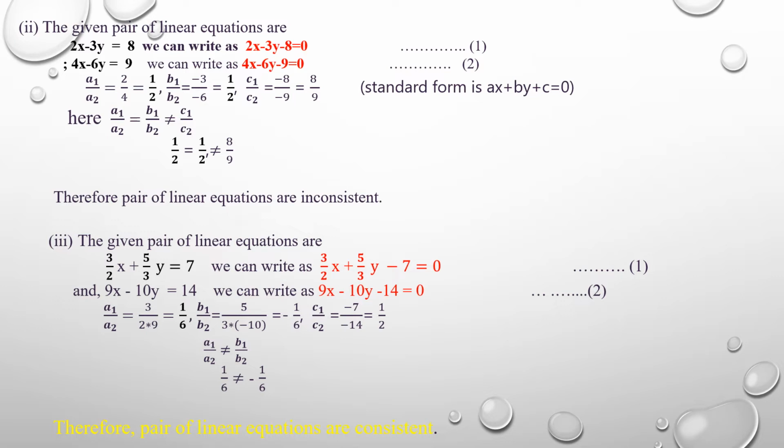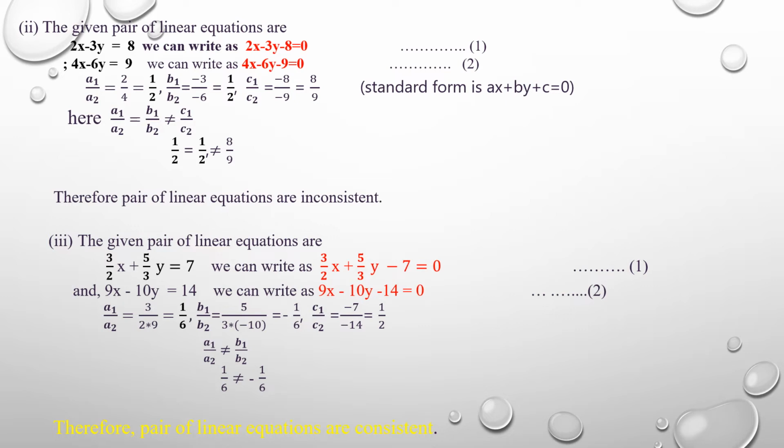Now after writing both equations in the standard form, we find the ratios of coefficients of the two equations. First of all, we find the ratio of a1 by a2, which is equal to 3 by 2 multiplied by 9. On solving, we get 1 by 6. The ratio of b1 by b2 is equal to 5 by 3 multiplied by minus 10. On solving, it is equal to minus 1 by 6, and c1 by c2 is equal to minus 7 by minus 14, which is equal to 1 by 2.